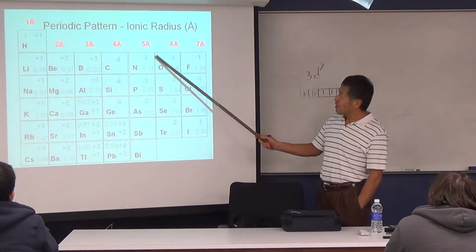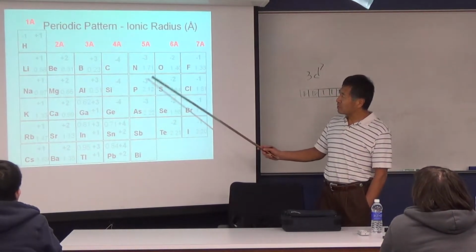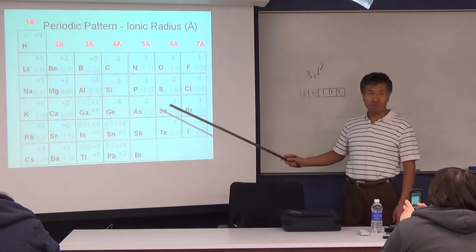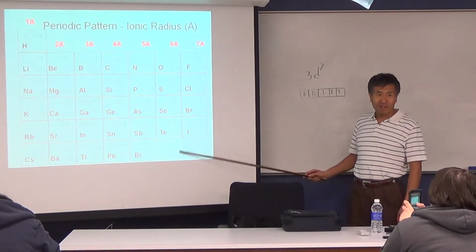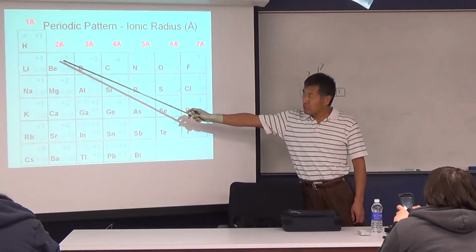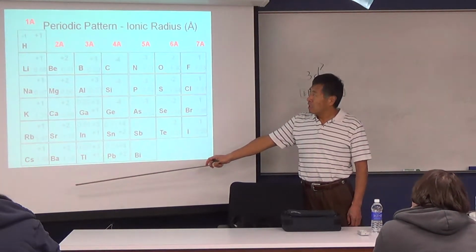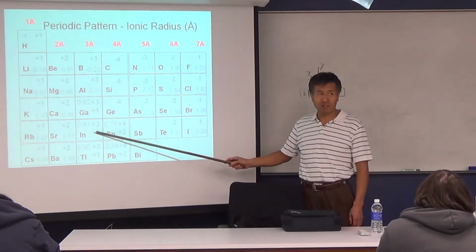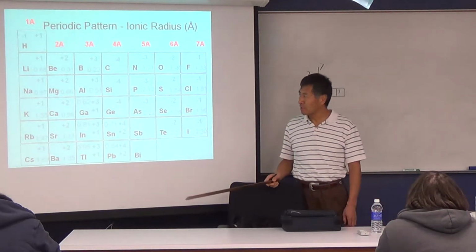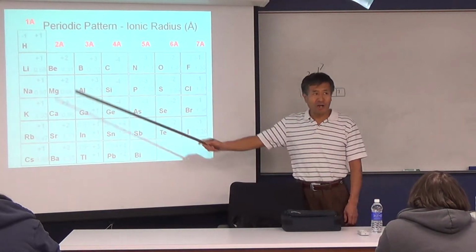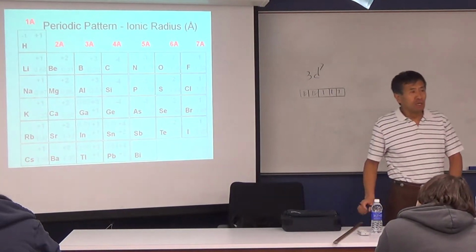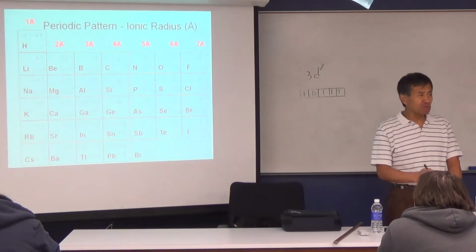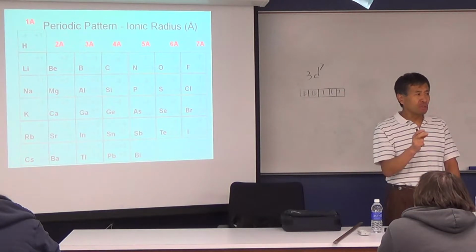You can see here, group 5A, 3 negative, 3 negative, 3 negative. Group 6A, 2 negative, 2 negative, 2 negative. Group 7A, 1 negative. Group 2A, 2 plus. And group 3A, 3 plus. There are also some other charges, but as I said, most of the time they are good patterns. Group 1A, 1 plus. The second pattern on the last slide: for ions in the same group, from top to bottom, the radius gets bigger.